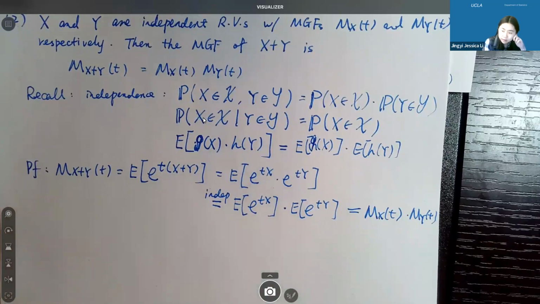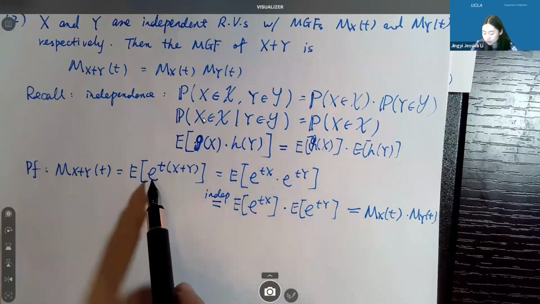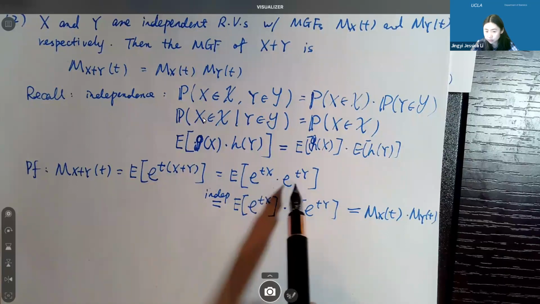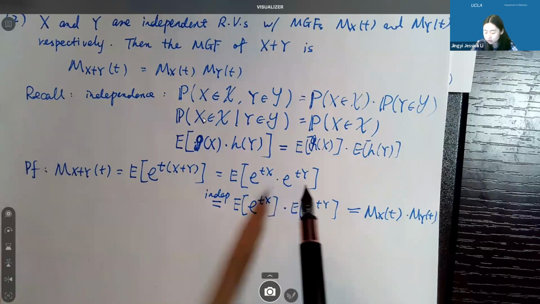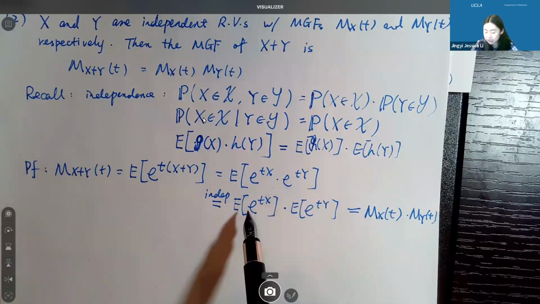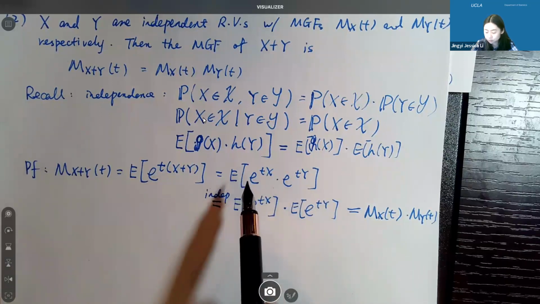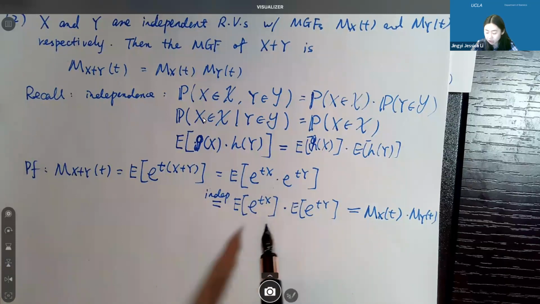So you can see we're basically using the definition of the moment generating function as the expectation. And then we use the fact that a sum in the exponential function is equal to the product of two exponential functions. And then we use the independence to separate this expectation of a product into a product of expectations. And then we use the definition again.